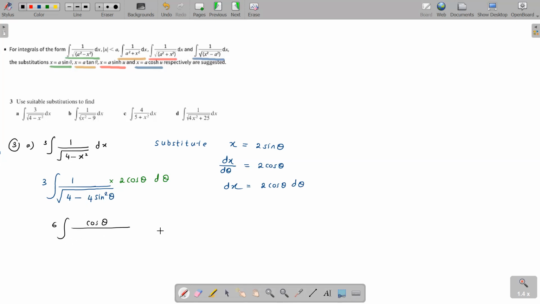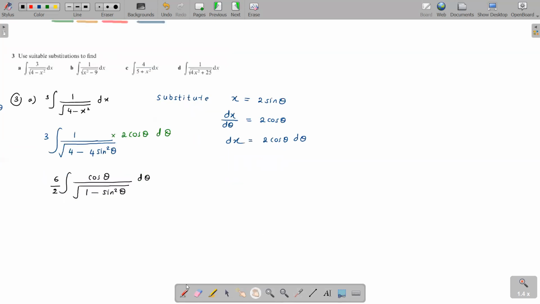So when I take 4 out, it can even come out of the root becoming what? 2. So I'll take 2 down. And I have inside the root 1 minus sine square theta and the d theta. Okay, this 2 went out with the 3 and multiplied. Here the 4 came out of the root. 4 is common, so it can come out of the root as a 2. Okay, so I get here 6 over 2 is 3.